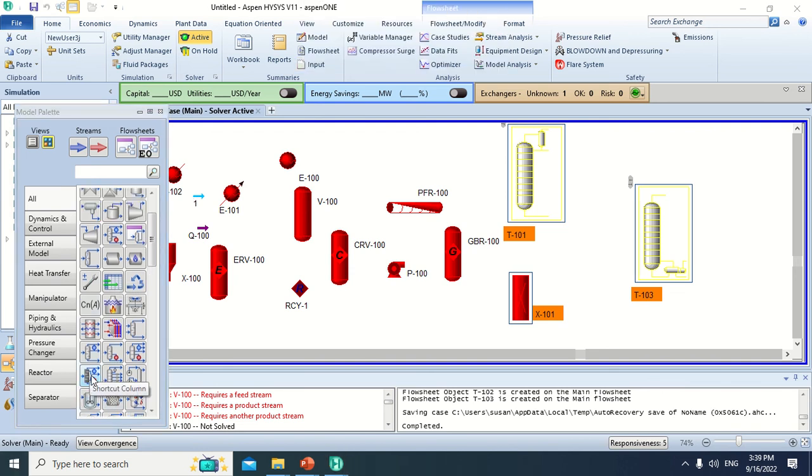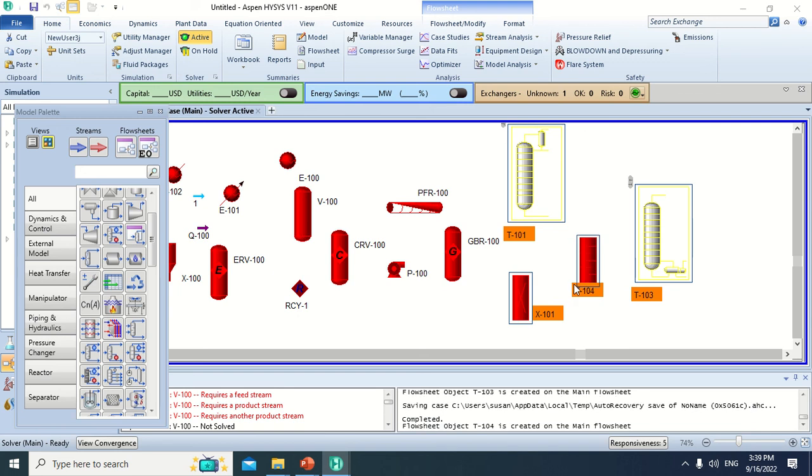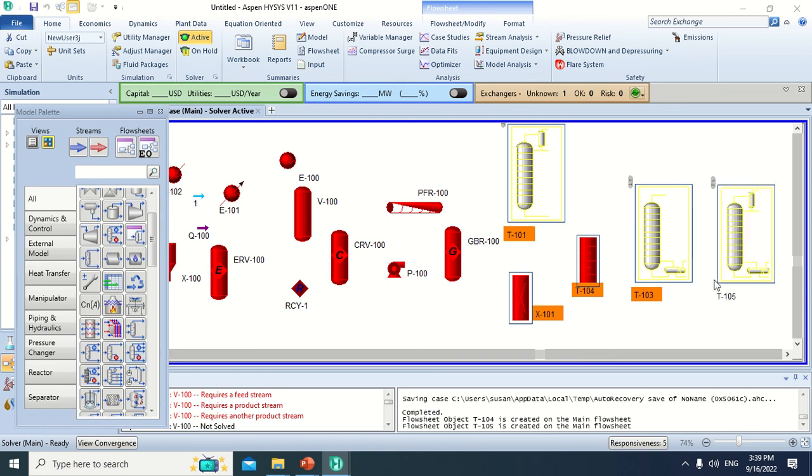Yeah, this is shortcut column. It is a tool that helps to calculate the number of tower trays and the best feed place. It is a three-phase distillation and really famous. This tower has condenser, reboiler, and separators, 3 liquid phases, water, gas, and 2 liquids.